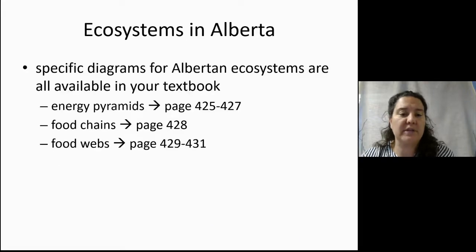So just for your information, between pages 425 and 431, there are specific diagrams for Alberta ecosystems in your textbook.